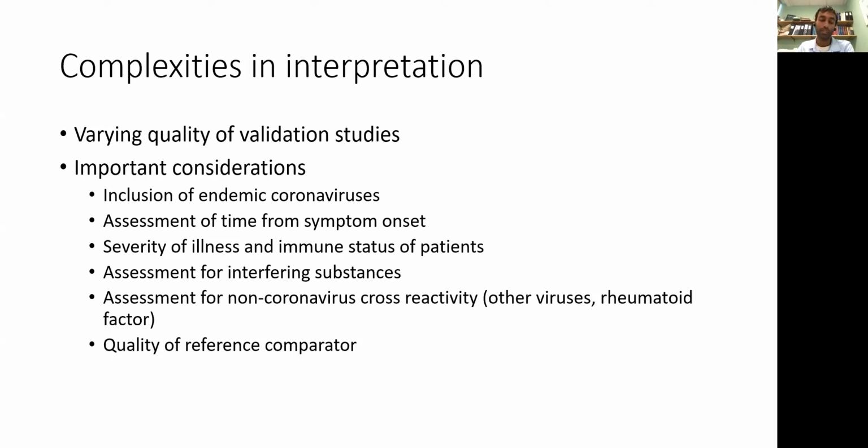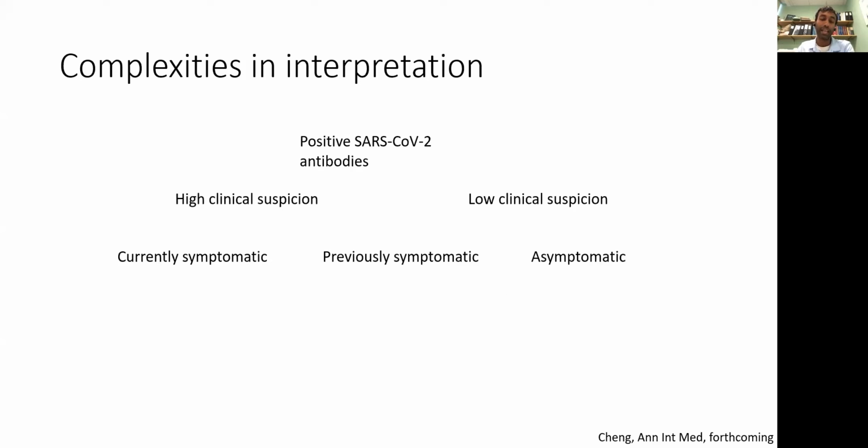So all these factors really should be taken into account and can lead to quite a bit of confusion in terms of assay interpretation. And so I just want to walk you through several different possibilities for what happens when you get a positive SARS coronavirus 2 antibody result on a patient. The first thing to do is assess your level of clinical suspicion, whether it's high or low. And then the next thing to do is determine whether they are symptomatic, previously symptomatic, or asymptomatic.